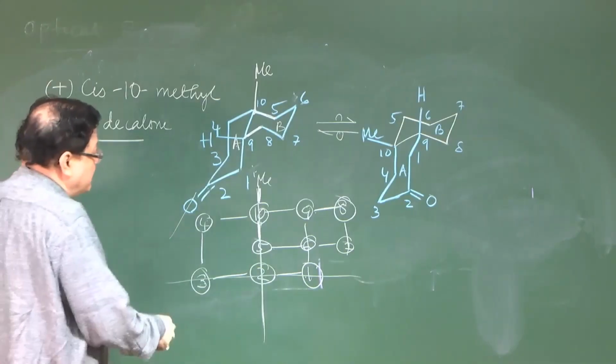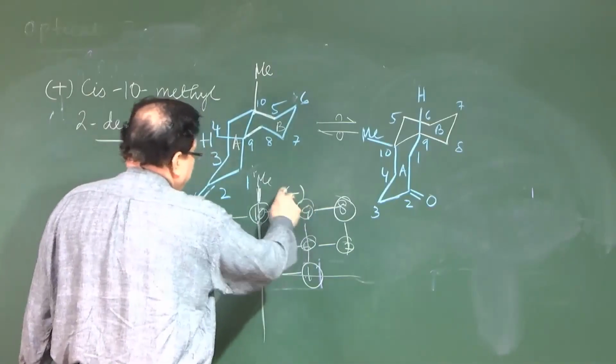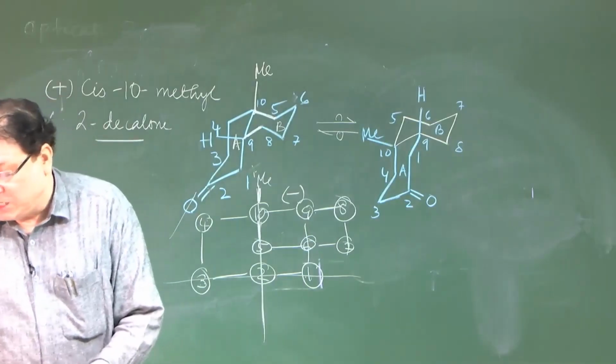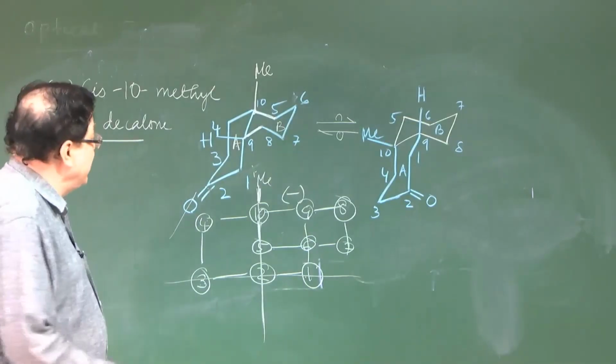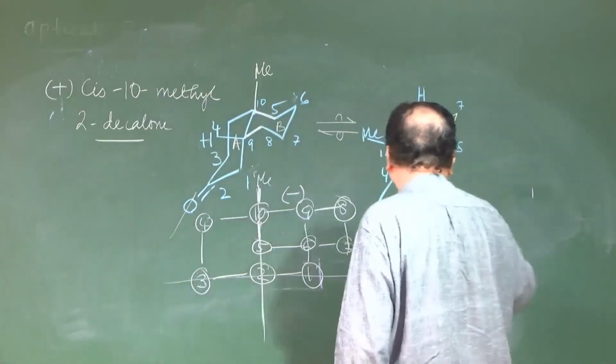So, according to this, the Cotton effect should be negative, it should show negative Cotton effect. Okay. What is the experimental? Yes, it has negative Cotton effect. Okay. Now, what about this one, the projection of this one?